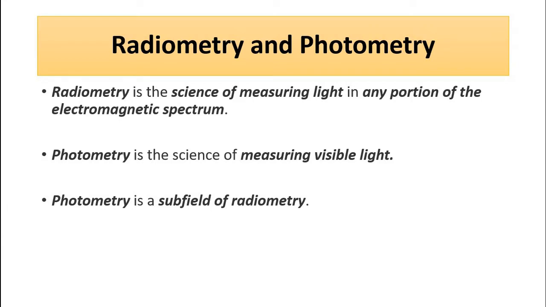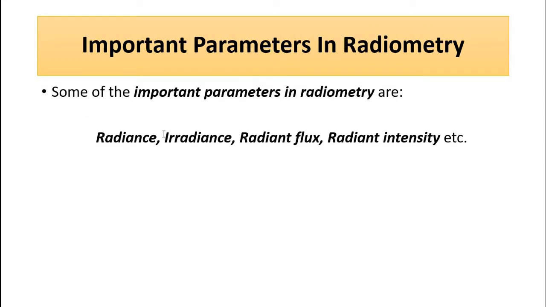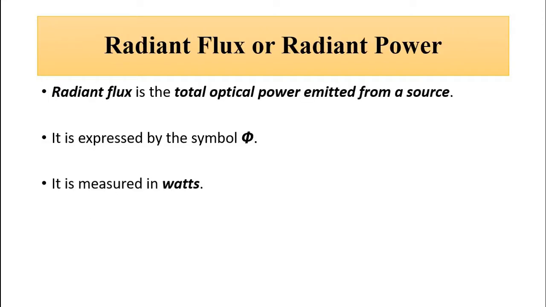The important parameters in radiometry are radiance, irradiance, radiant flux and radiant intensity. They are related to photometry as follows: radiant flux is like luminous flux, radiant intensity is like luminous intensity, irradiance is similar to illuminance, and radiance is similar to luminance. We will be discussing them one by one.